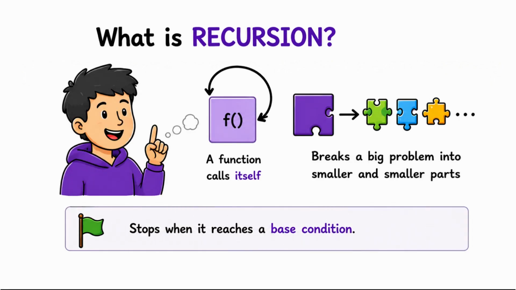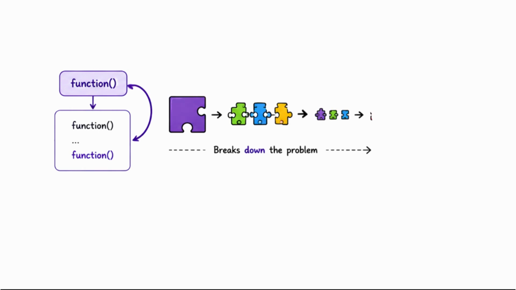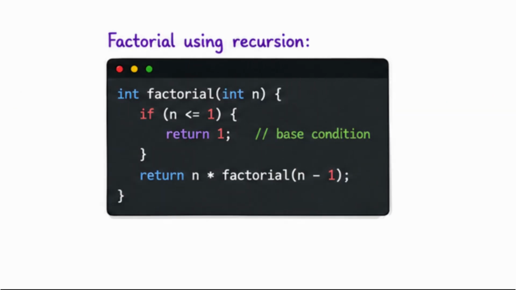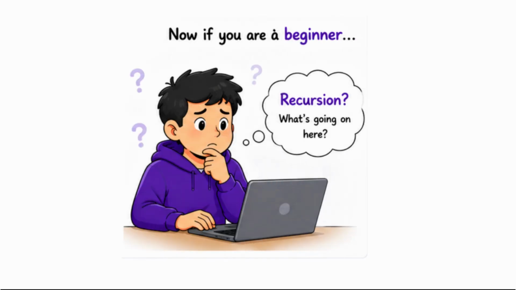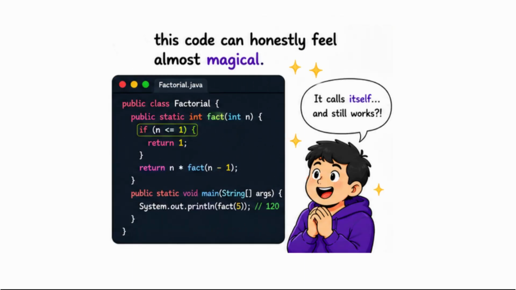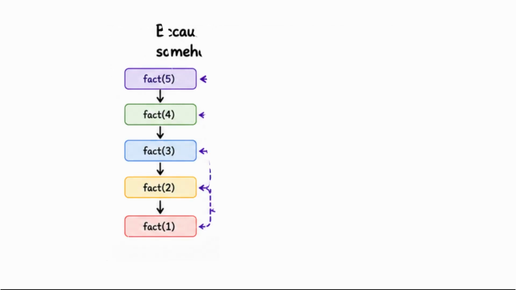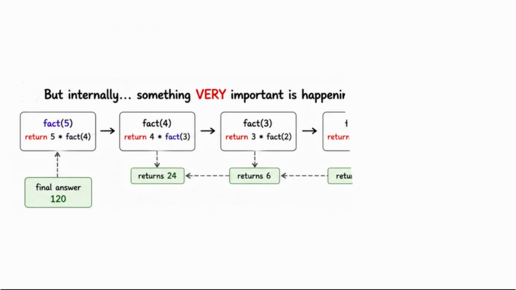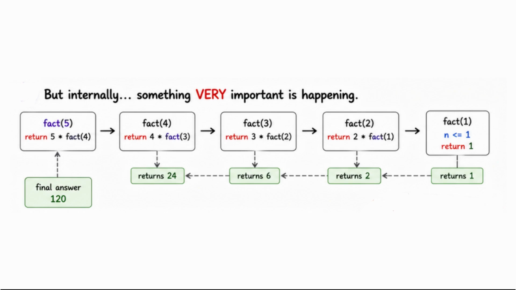Now let's understand recursion. Recursion means a function keeps calling itself to solve smaller and smaller parts of a problem until it reaches a condition where it stops. That's it. And here's the same factorial problem using recursion. Now, if you are a beginner, this code can honestly feel almost magical because the function is somehow calling itself and still producing the correct answer. But internally, something very important is happening. So let's slow down and see exactly what the computer is doing.